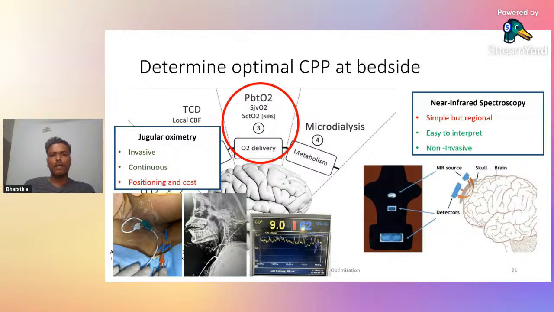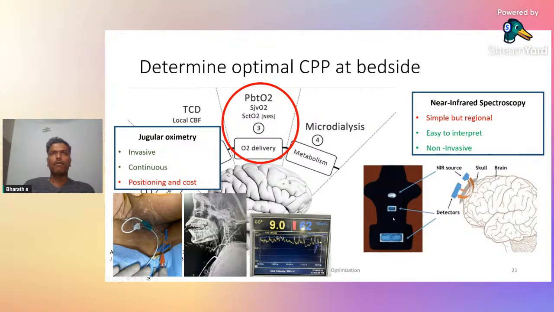But one of the best ways at the bedside to look at adequacy of cerebral oxygenation is to use brain oxygenation monitors. Two of them which we commonly use in our institute are jugular venous oximetry, where a catheter is placed into the jugular bulb. This catheter allows us to determine the venous oxygen saturation continuously. Once you place this catheter, it can give an idea of the global oxygenation status of the brain.